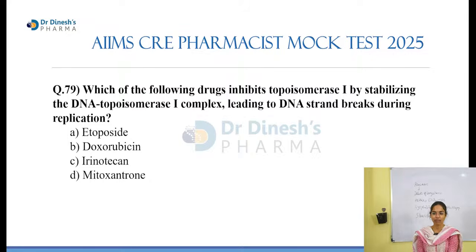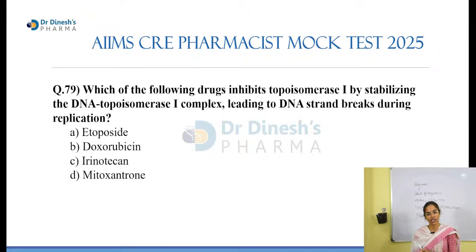Next. Important question again. Which of the following drugs inhibits topoisomerase 1 by stabilizing the DNA topoisomerase 1 complex, leading to DNA strand breaks during replication? So the question is about the topoisomerase 1 inhibitor. Just remember that. Don't go digging deep into this question. You can dig deep, that is right, but topoisomerase 1 is clearly mentioned. So according to the time, just cut short the question and decode it to be topoisomerase 1 inhibitors.